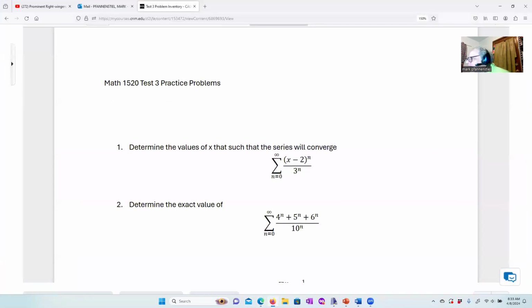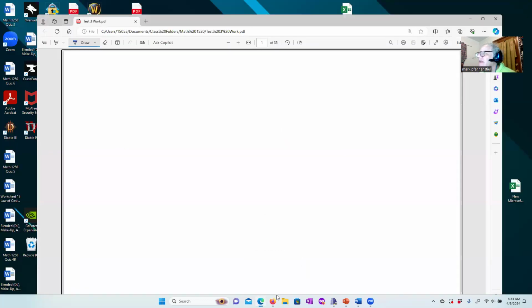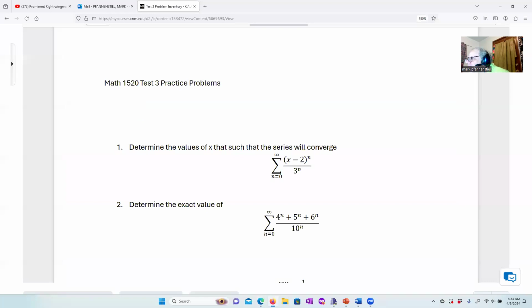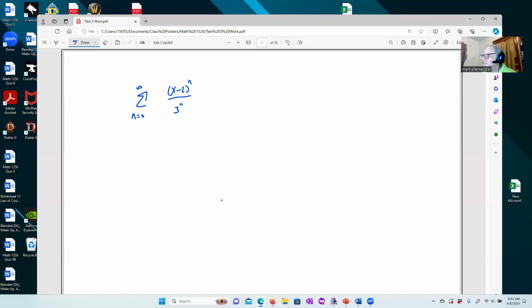So this is going to be, we're trying to figure out the value of x so that this geometric series will converge. So let's go ahead and write that down. We've got the sum n goes from 0 to infinity. Be careful about the endpoints here. This is (x minus 2) raised to the n over 3 to the n. Let's double check that. Yes. And for a geometric series to converge, this thing to the n power has to be less than 1.